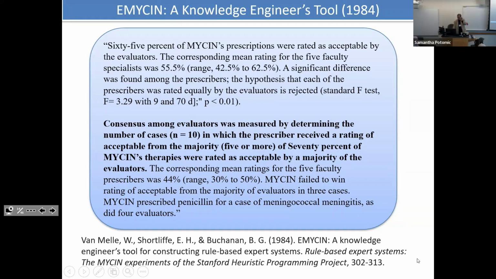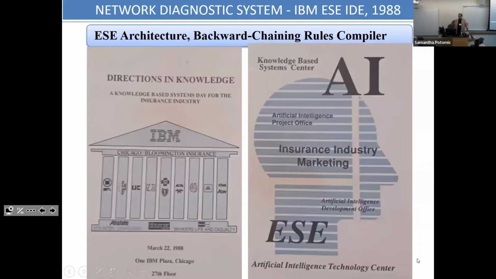And yes, unless you look at one of the early 1 or 2 cases, they probably read this book and said, yeah, this is a success. But anyhow, here's what I was saying. So MYCIN, the rules prescribe penicillin for a case of meningococcal meningitis, as did 4 evaluators. Again, this is 1984. Well, penicillin must have worked, John, in 1984. It doesn't work today. Okay, so rules was the craze in the mid 80s.